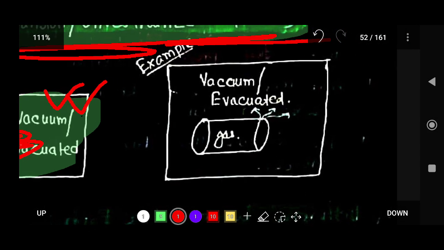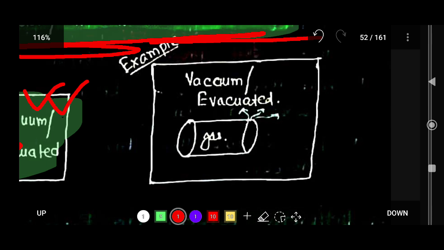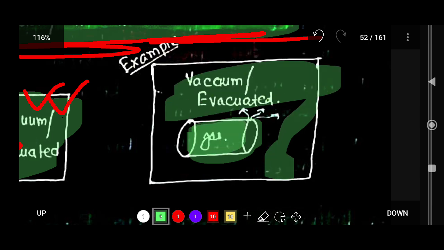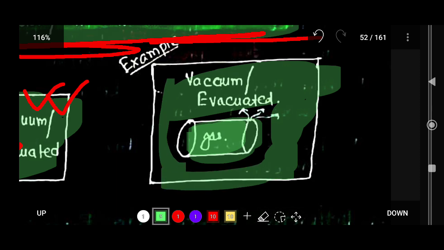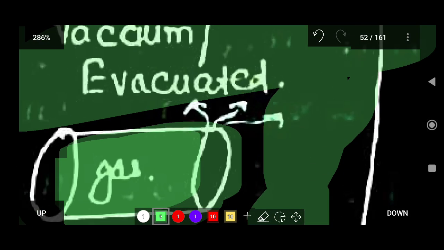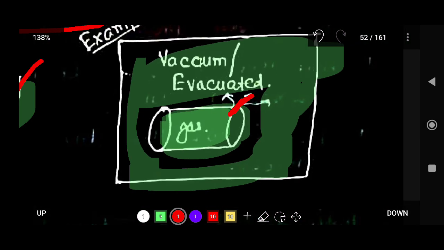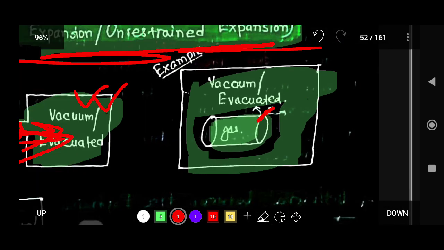There is another example. Suppose there is a cylinder with pressurized gas inside, and outside this cylinder it is evacuated. Now suppose there is a leakage. Basically the gas comes from this cylinder to the vacuum. So the expansion of the gas against vacuum is known as free expansion. This is also an example of free expansion.